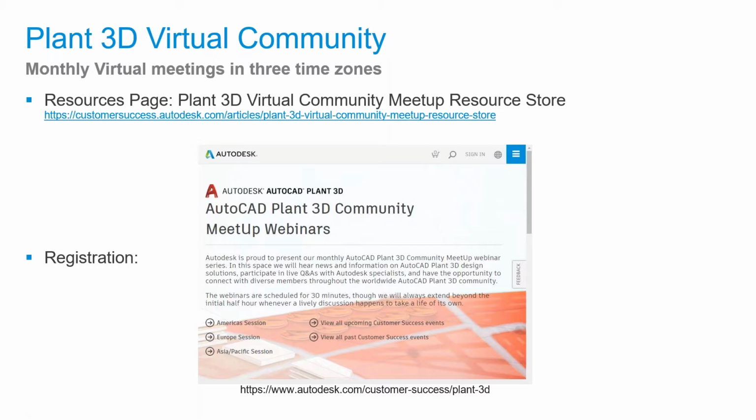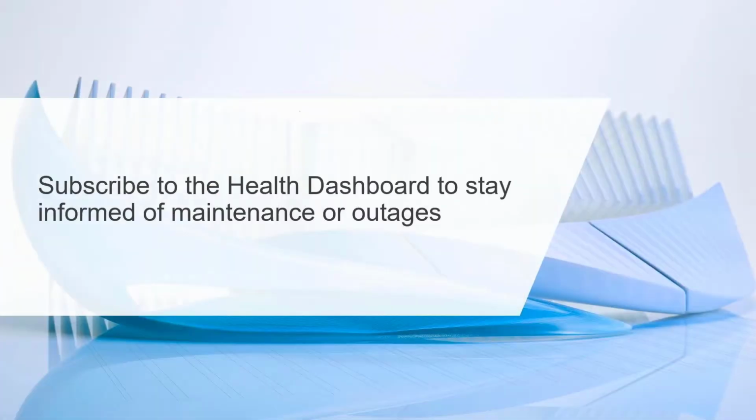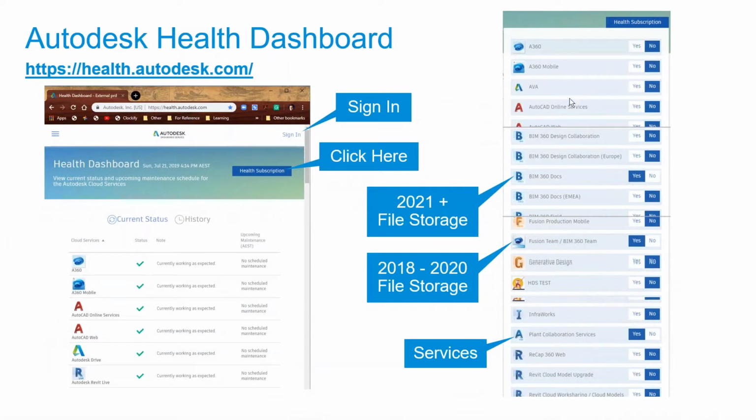And also wanted to mention one last thing on the health dashboards. If you're using cloud collaboration for Plant or even Revit work sharing, you can go in here and subscribe. Now for Plant3D, you'd want to subscribe to the Plant3D collaboration services, and that way it'll email you if there's going to be upcoming maintenance on the services, or if the services go down, you'll get notified so you'll know what's going on in a timely fashion. So just want to mention that as something you may want to sign up for.